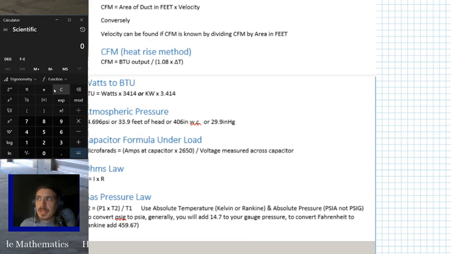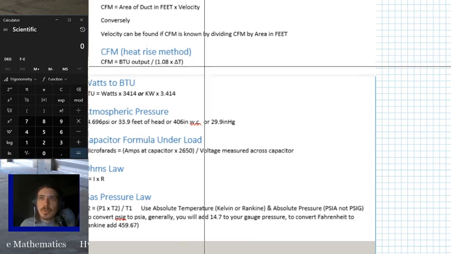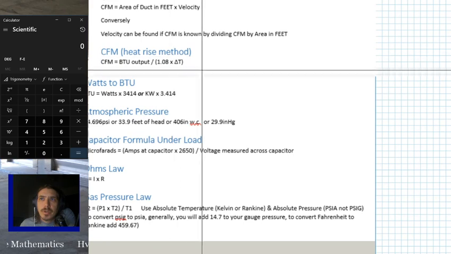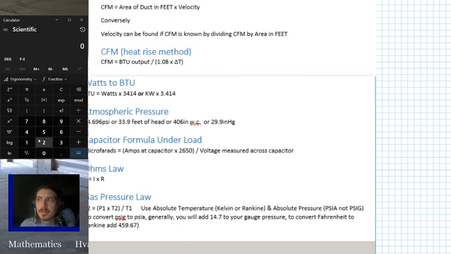If you can't input parentheses in your calculator, if you just got a basic calculator, then the easiest thing to do is do 1.08 times delta T first. Whatever your answer is, BTU output divided by that. So again, 1.08 times our 50-degree temp difference was 54. So 64,000 divided by 54, 1,185.